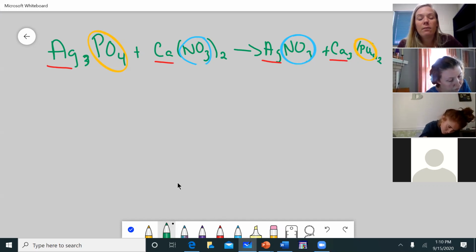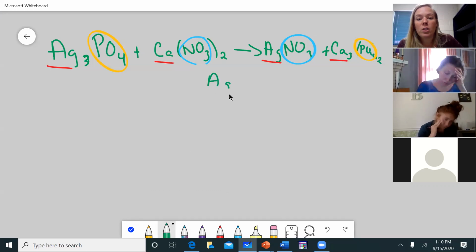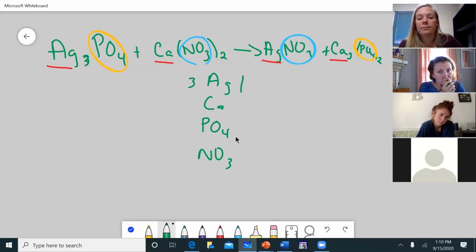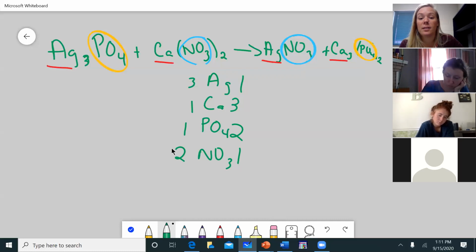So in this case, I'm going to take inventory. I've got my metal, AG. I've also got CA. And then because these stay intact, I'm going to take them as a group, PO4 and NO3. So AG, I've got 3 here, and I've got 1 here. CA, I've got 1 here, and I've got 3 here. Oh, I like that. I like when they're opposite like that. I've got PO4, I've got 1 here and 2 here. And then I've got 1 NO3 and 2 NO3s. This is looking really good.